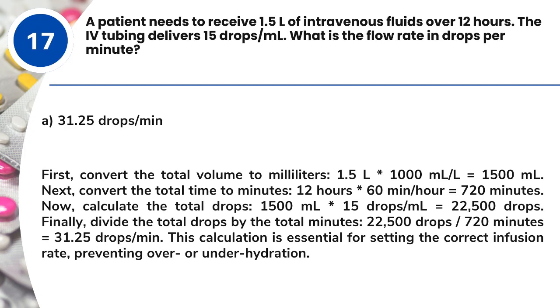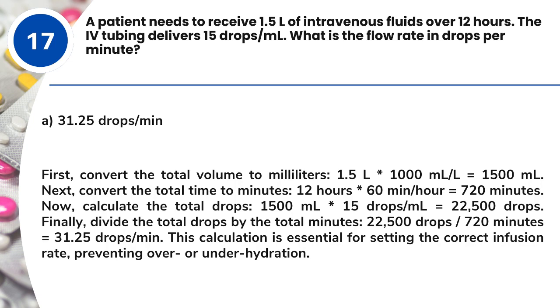31.25 drops/min. First, convert the total volume to milliliters. 1.5 L * 1,000 milliliters per liter equals 1,500 milliliters. Next, convert the total time to minutes. 12 hours * 60 minutes per hour equals 720 minutes.